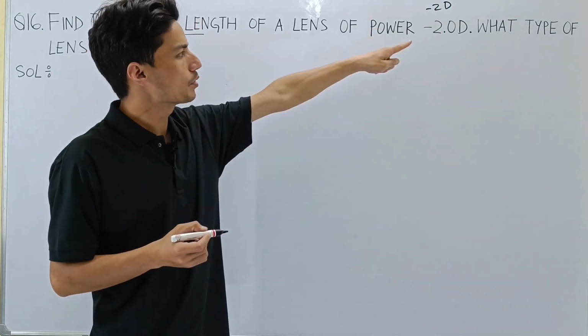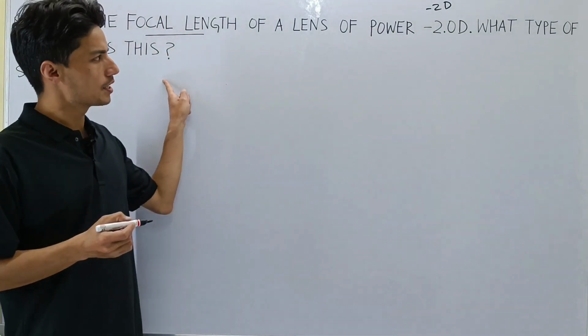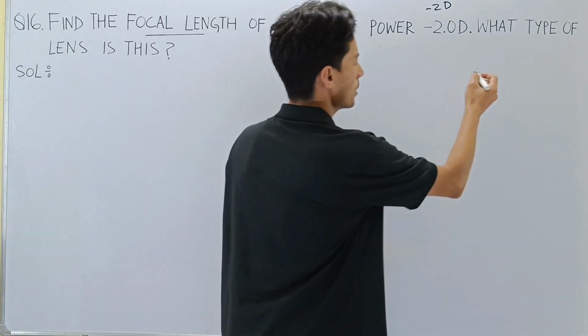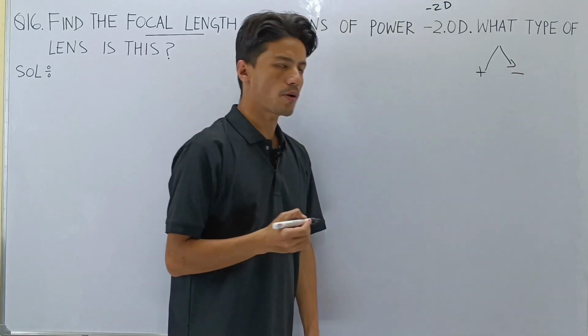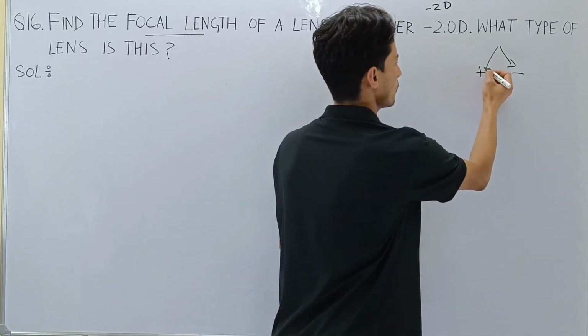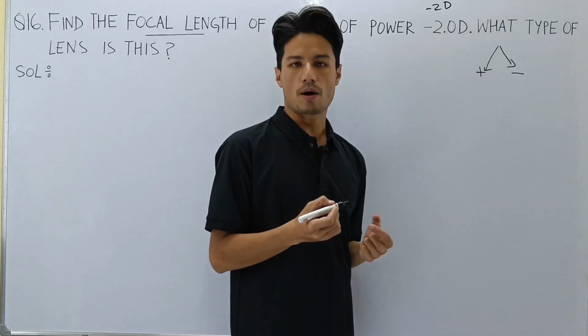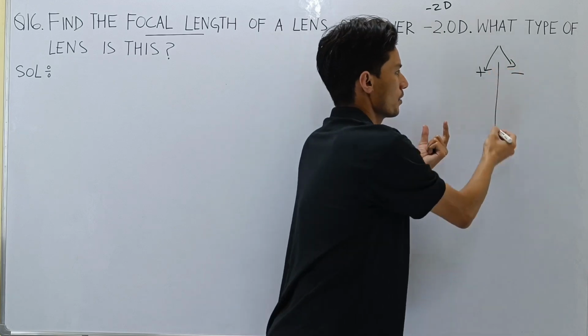And then we also have to identify what type of lens this is. This we can even do now. Okay, class, we can even do now. Now, why do I say that we can even do now? Because, see, power can be either positive or negative. Now, you have to know which type of lens has which type of power. If I ask you, which type of lens carries positive power?